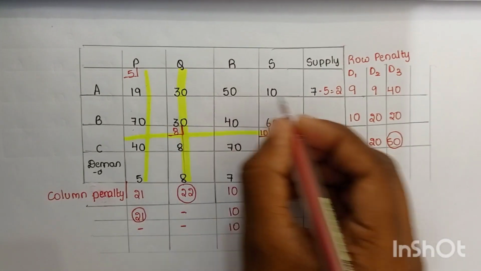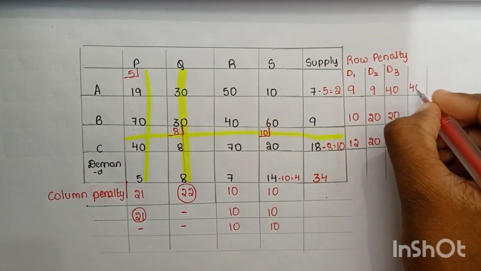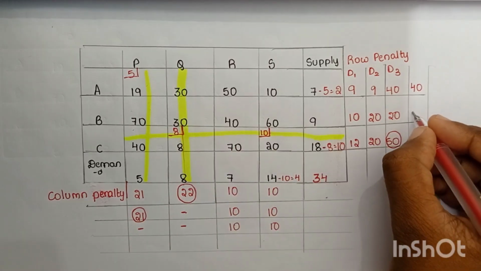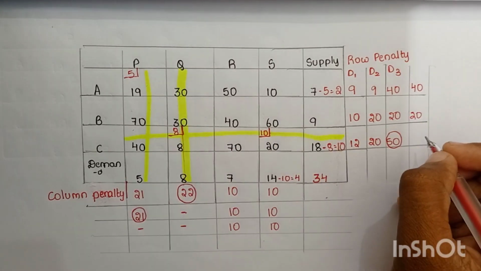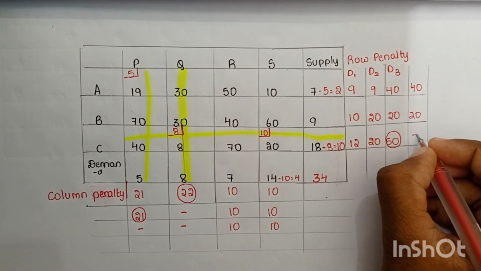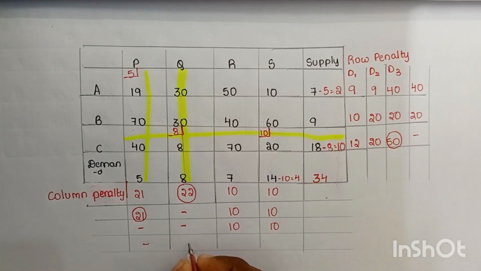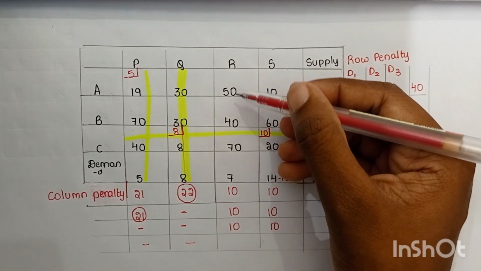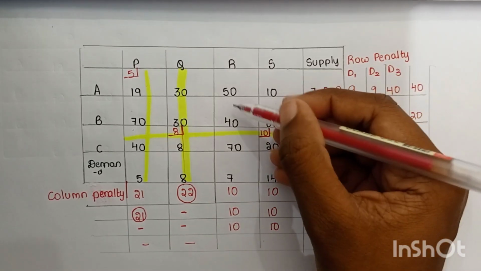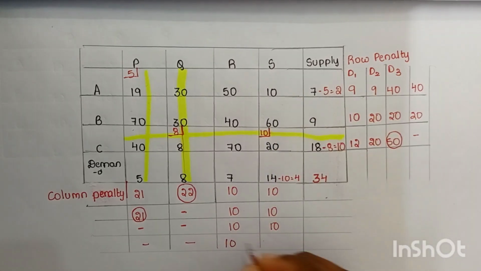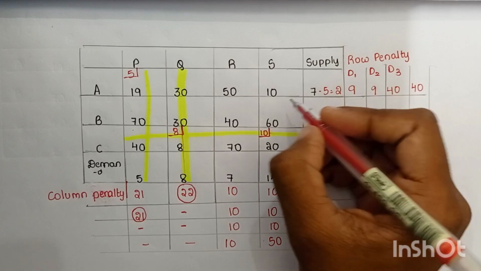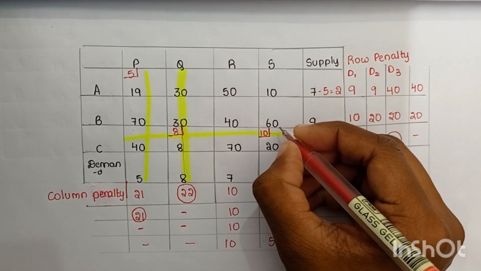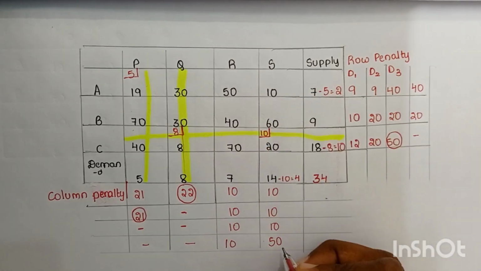So in this row, 50 minus 10 is 40. 60 minus 40 is 20. Here we have striked out this row, so it is nil. And here also nil, nil. Here the remaining values are 40 and 50, so 50 minus 40 is 10. And 60 minus 10 is 50, because the first least value is 10 and the second least value is 60. So 60 minus 10 is 50.